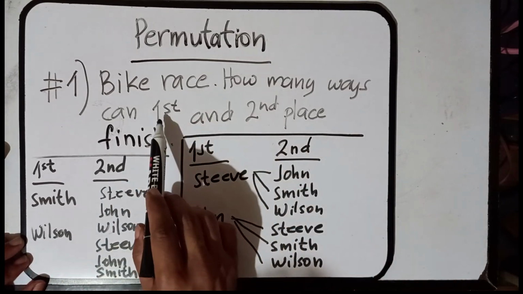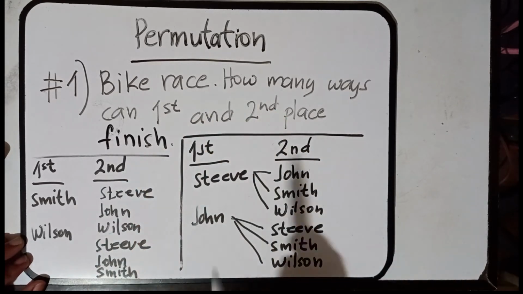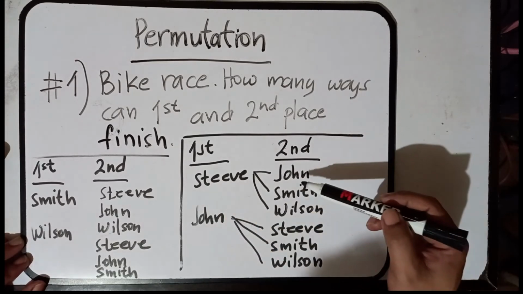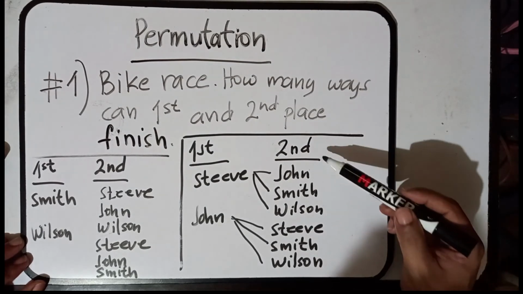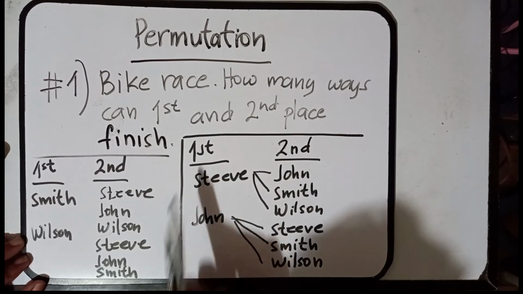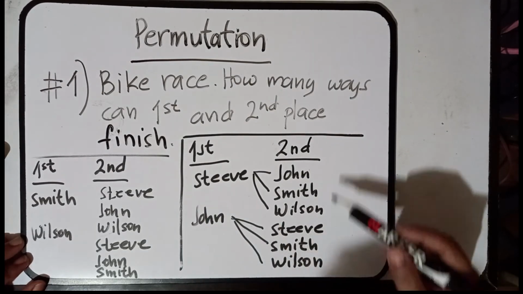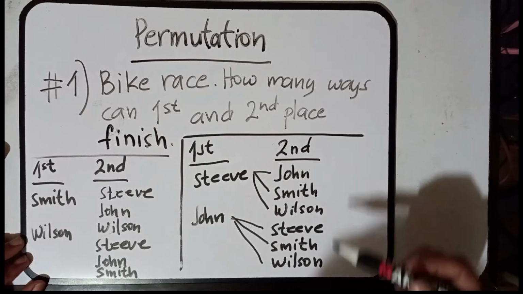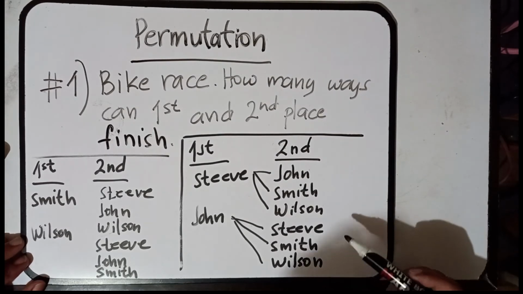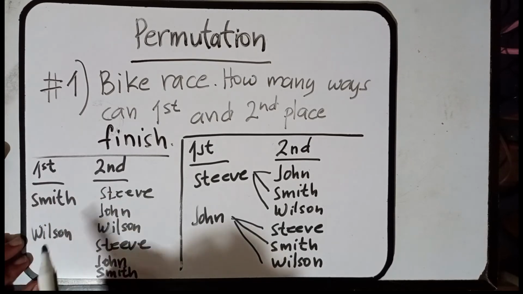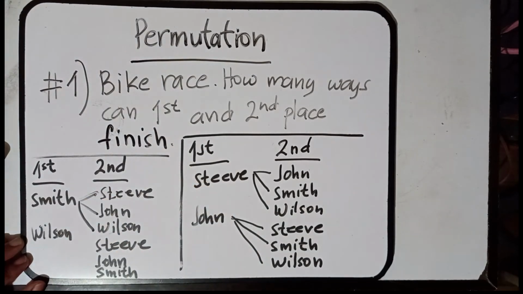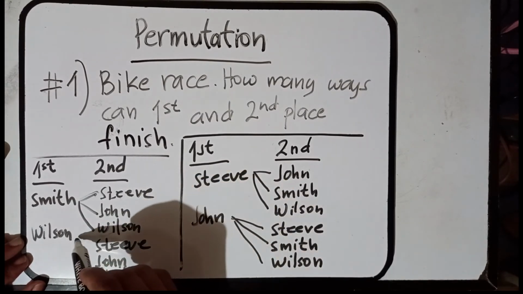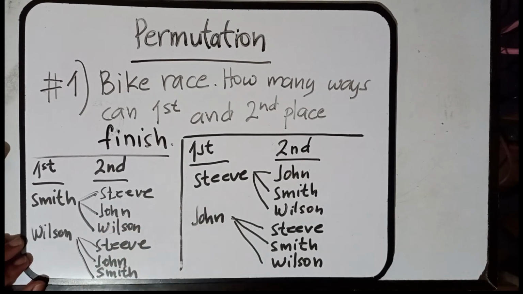So remember, we are looking after the first and second place. If Steve is the first placer, probably John can take the second place, or Smith can take the second place, or it is Wilson who can take the second place. But if it is John who will be the first placer, then probably it can be Steve who will take the second place, or Smith can take the second place, or Wilson. But if Smith is the first placer, then probably the second placer can be Steve, John, or Wilson. And if Wilson is the first placer, probably the possible winners for the second place are Steve, John, and Smith.